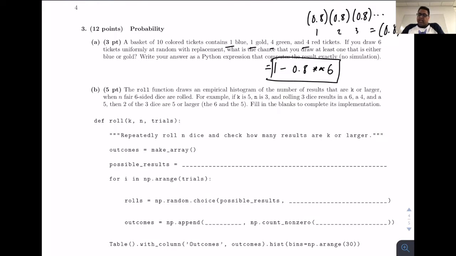1 minus 0.8 to the exponent 6, because for each of our 6 cards, there's a 0.8 chance that it's not blue or gold. So we want the probability that, of all 6 draws, none of them were blue or gold. So we have to exponentiate that. And then we actually want all the outcomes other than that. So we want all the outcomes where at least one of the cards is blue or gold. So we're going to subtract away the cases where none were blue or gold. And so this would be our final answer here.